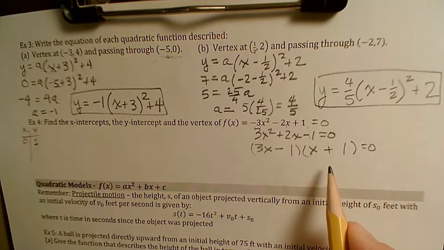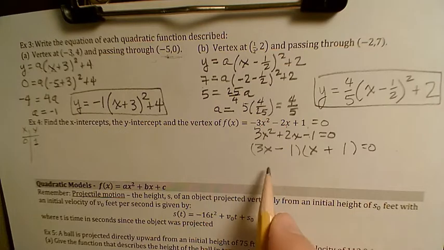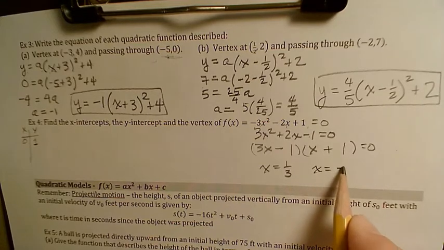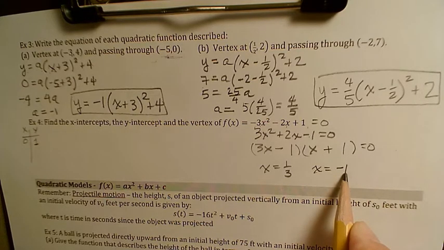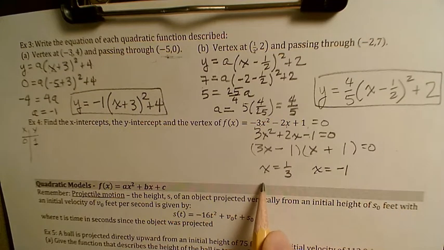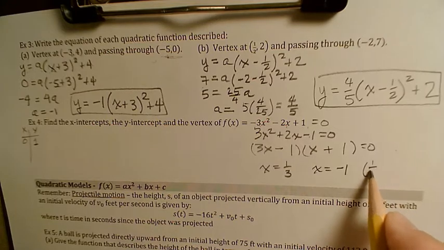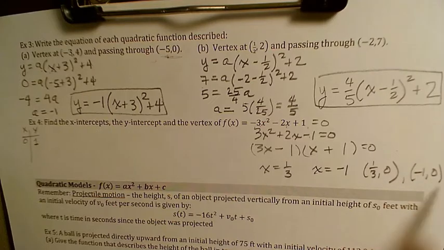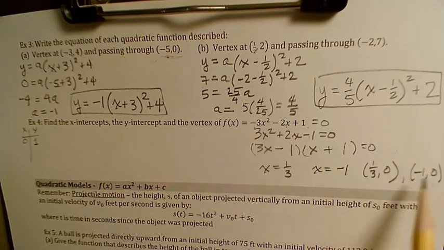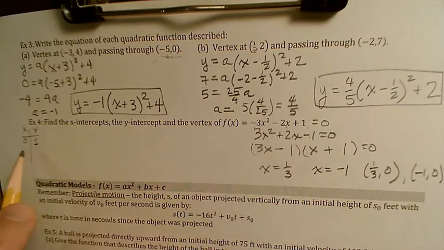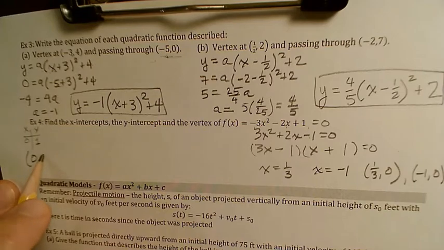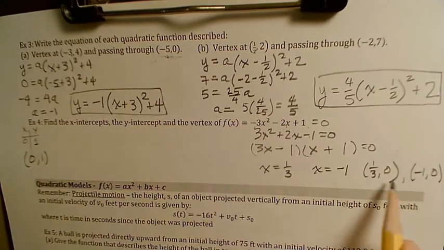So when I solve this for x, this is telling me my x-intercept. So x is equal to 1/3 and x is equal to negative 1. So those are my two x-intercepts. So if I want to write those as ordered pairs, I can say (1/3, 0) and then (negative 1, 0). Those would be my x-intercepts. My y-intercept over here, I could rewrite that as an ordered pair as well. (0, 1) is my y-intercept, and those are my x-intercepts.